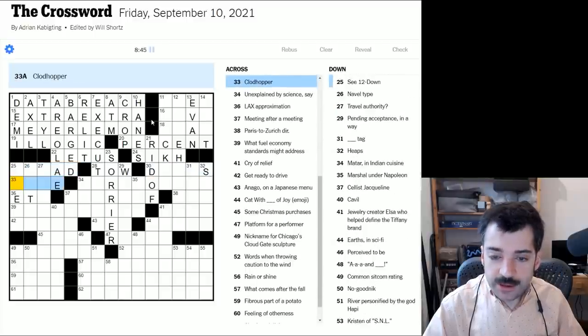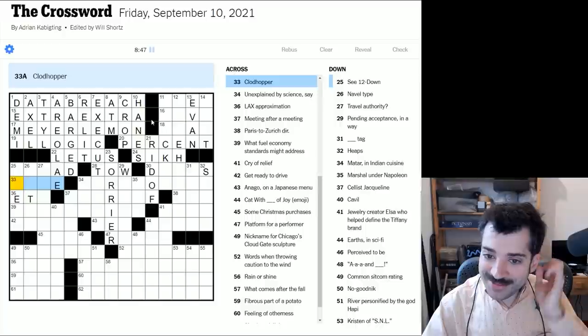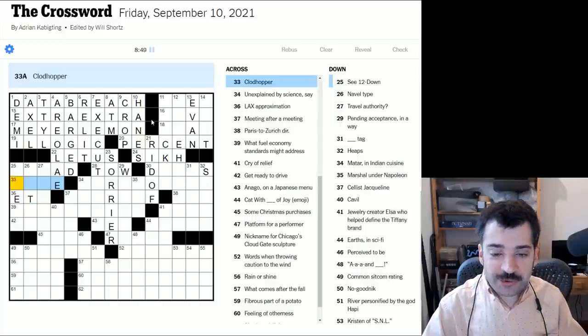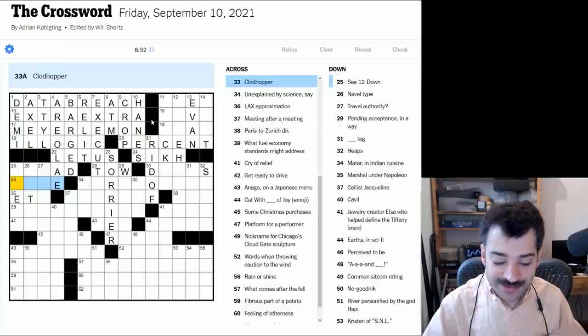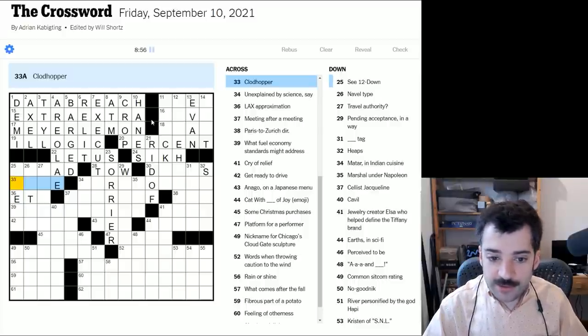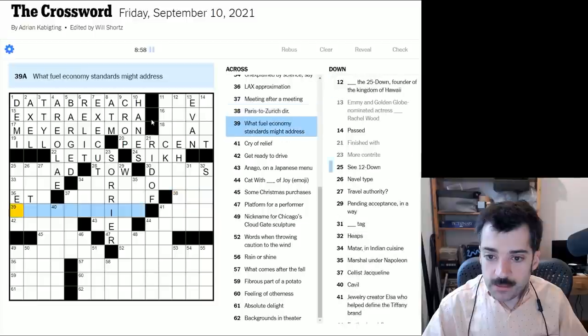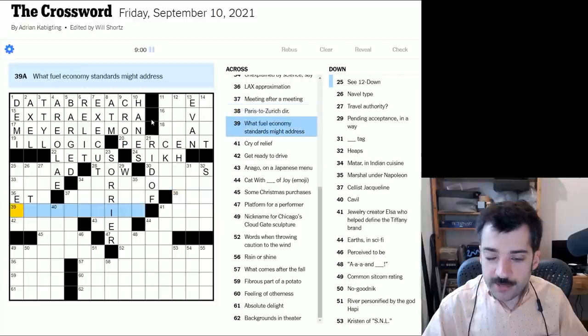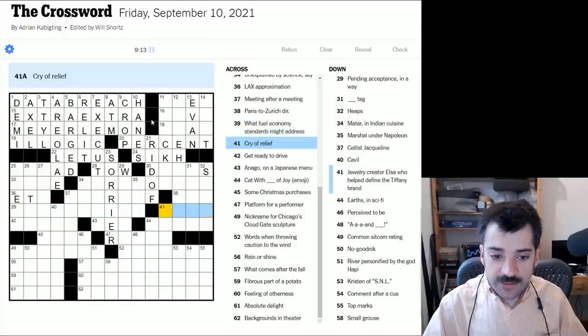Clodhopper. Oh, this reminds me of that clue yesterday, whose answer was dolt, and it was something that sounded like this, a word that clearly refers to someone who's a bit of a dolt. All right, what fuel economy standards might address? Efficiency, emissions, carbon footprint, I don't know. None of those things fit.